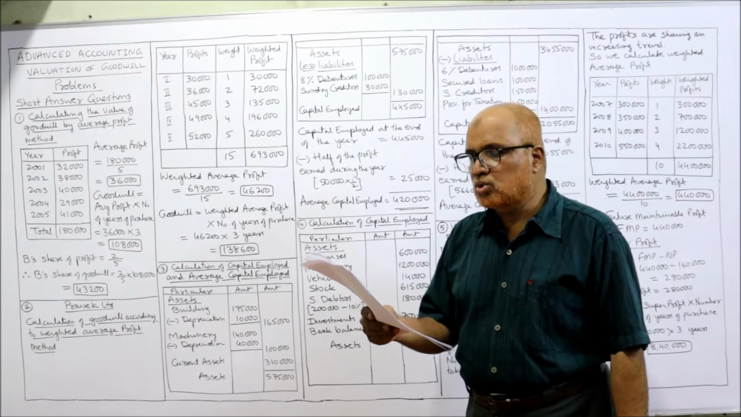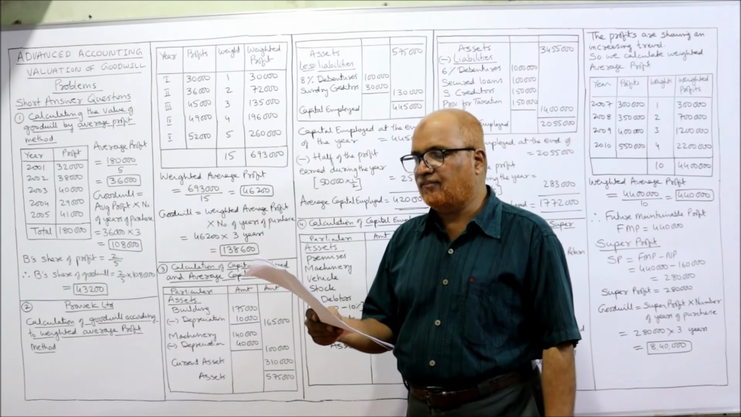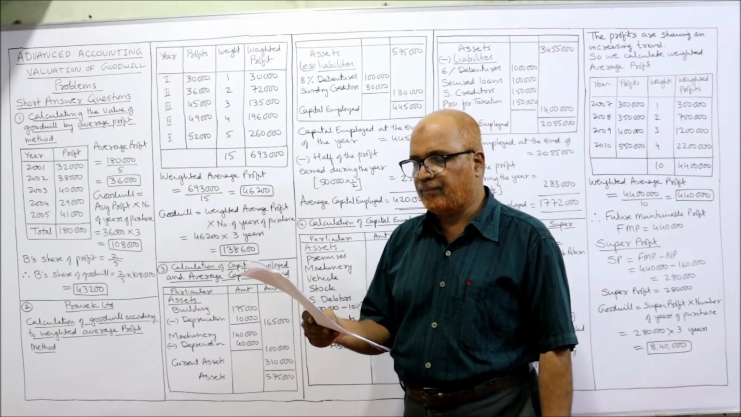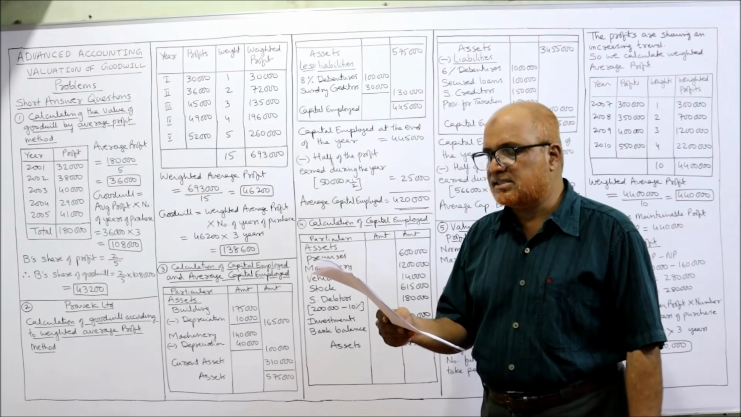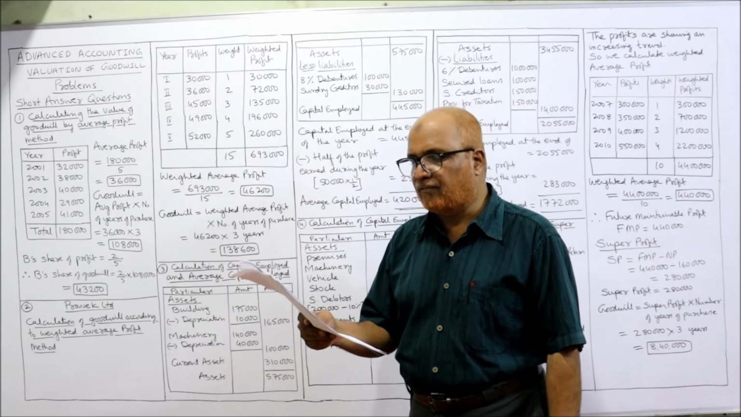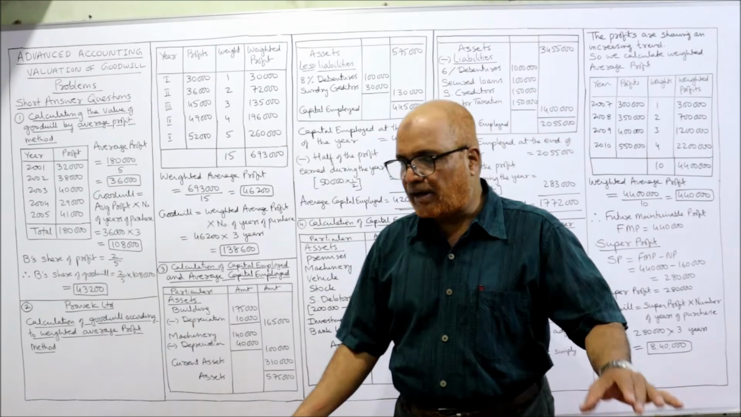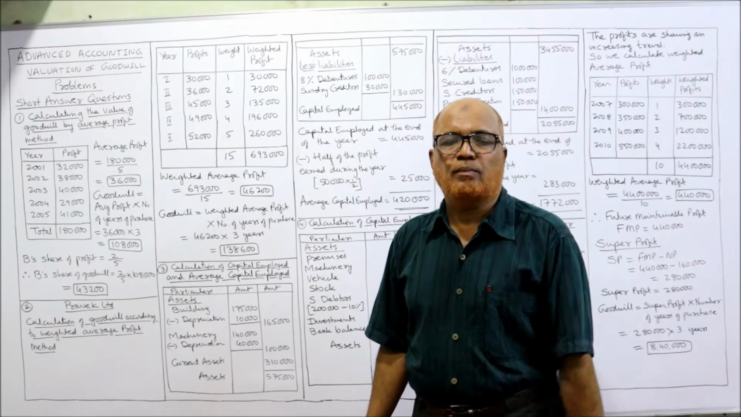The weights to be used are first year 1, second year 2, third year 3, fourth year 4, fifth year 5. Profits for the 5 years are first year 30,000, second year 36,000, third year 45,000, fourth year 49,000 and fifth year 52,000. So all the 5 years' profits are given. What is the difference between the previous problem and this problem?